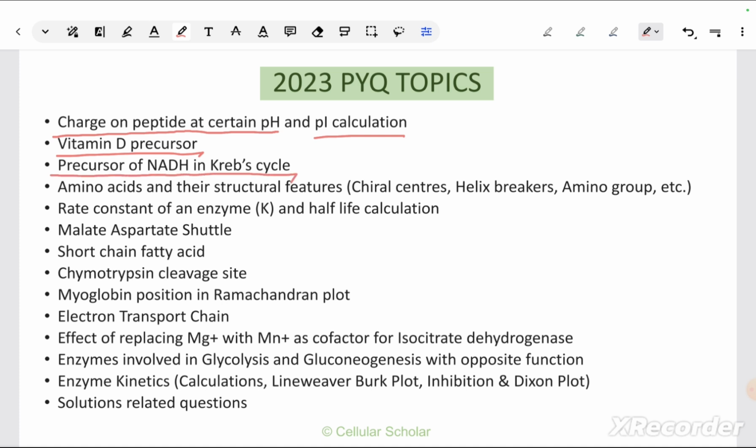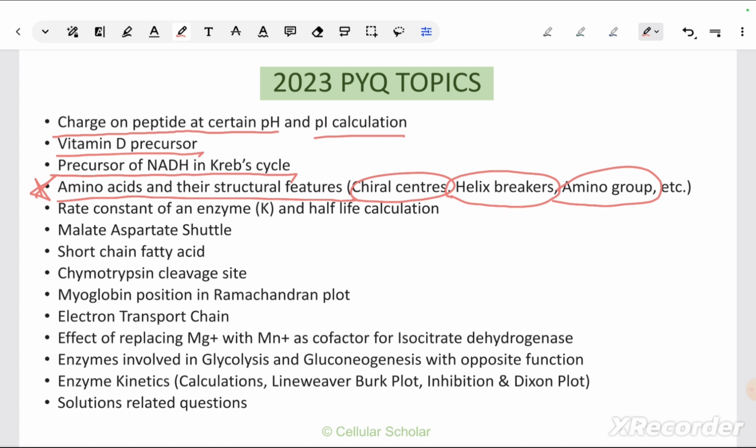So again, Krebs cycle, glycolysis, etc., all of that you should know. Amino acids and their structural features is one of the most important topics because a lot of questions can be asked from this area, including the chiral centers, which amino acids act as helix breakers, the amino groups, imino groups, or the aromatic groups, whatever their name is. All those questions can be framed from this topic.